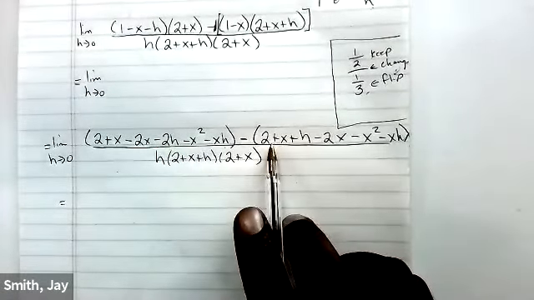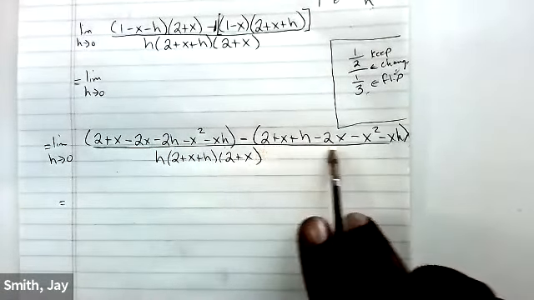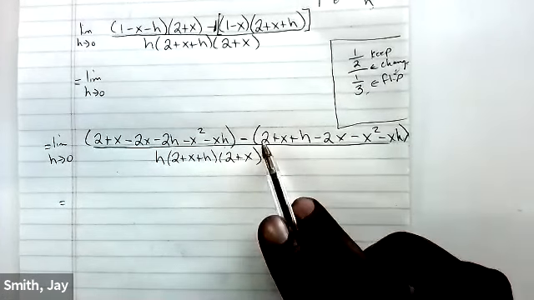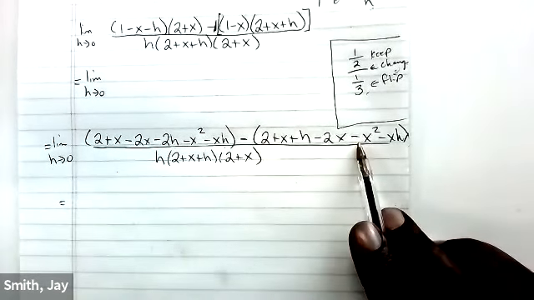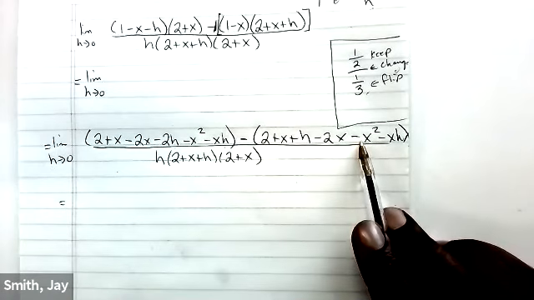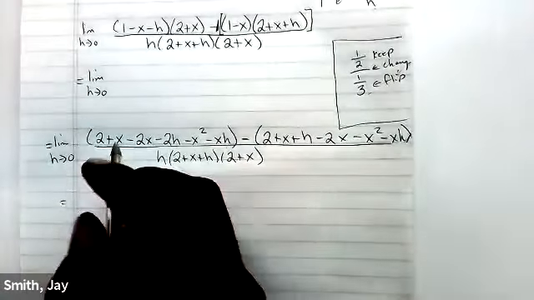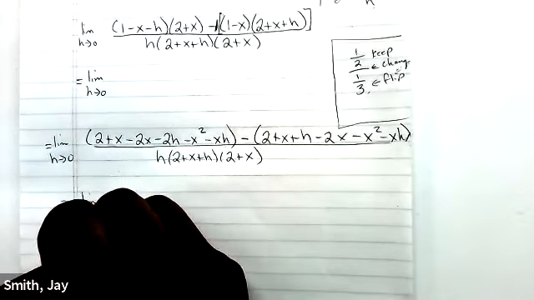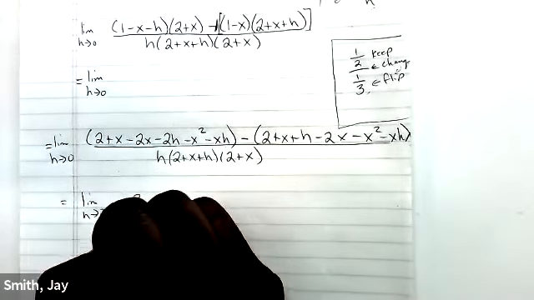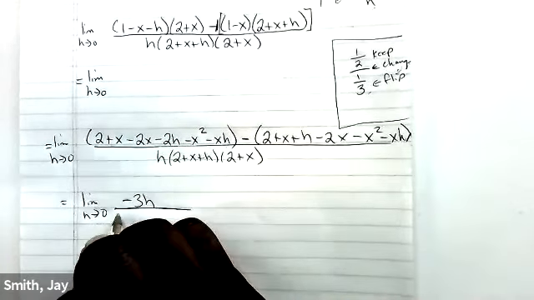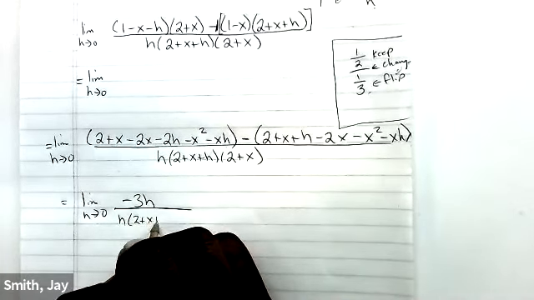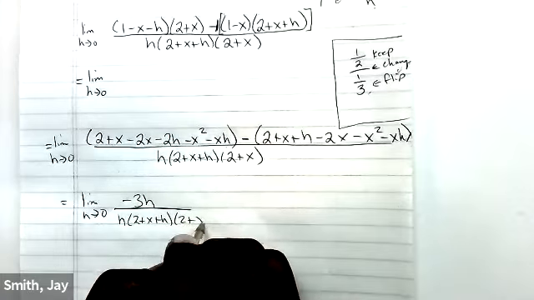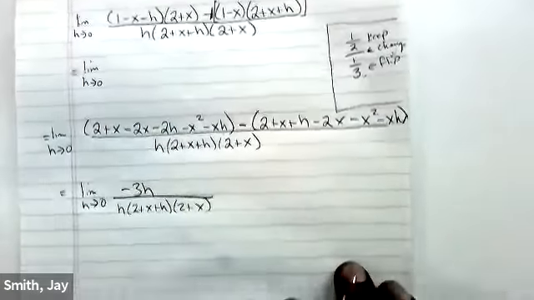We want to remember that we're going to distribute this -1, which is going to change every one of these signs to their opposite. So what was positive becomes negative, what was negative becomes positive. And we'll notice that a lot of these terms are going to cancel out. So when we combine our like terms, we're going to be evaluating the limit as h goes to 0 for -3h divided by h times (2 plus x plus h) times (2 plus x). And that's what we get when we combine all of our like terms.